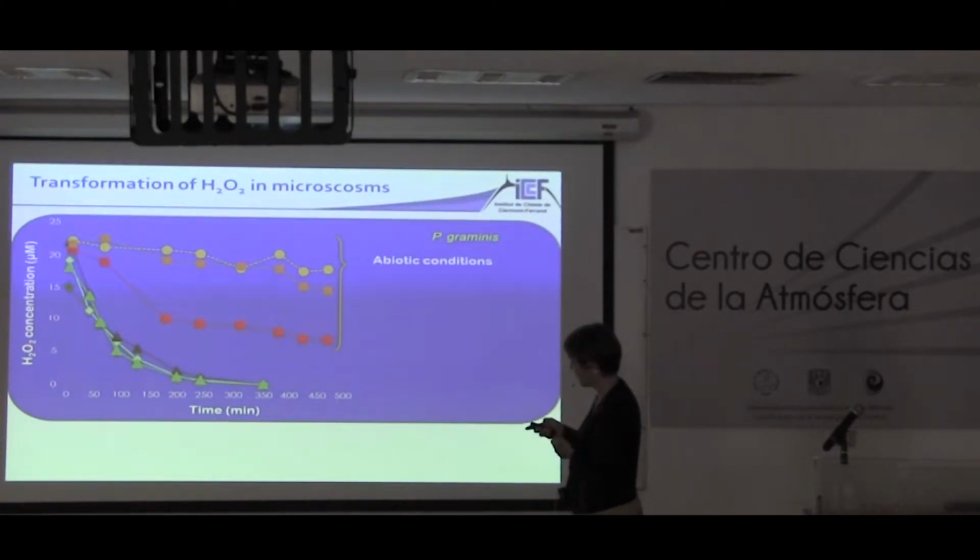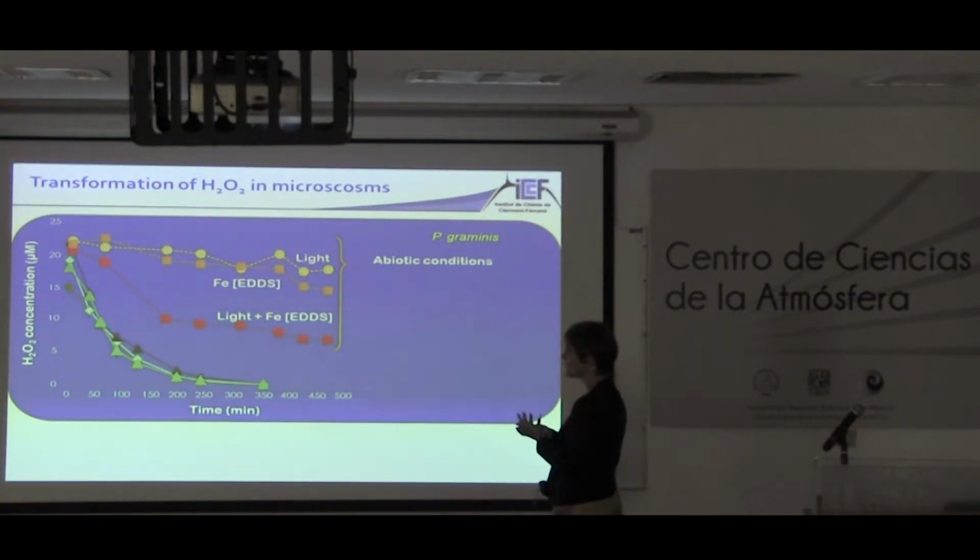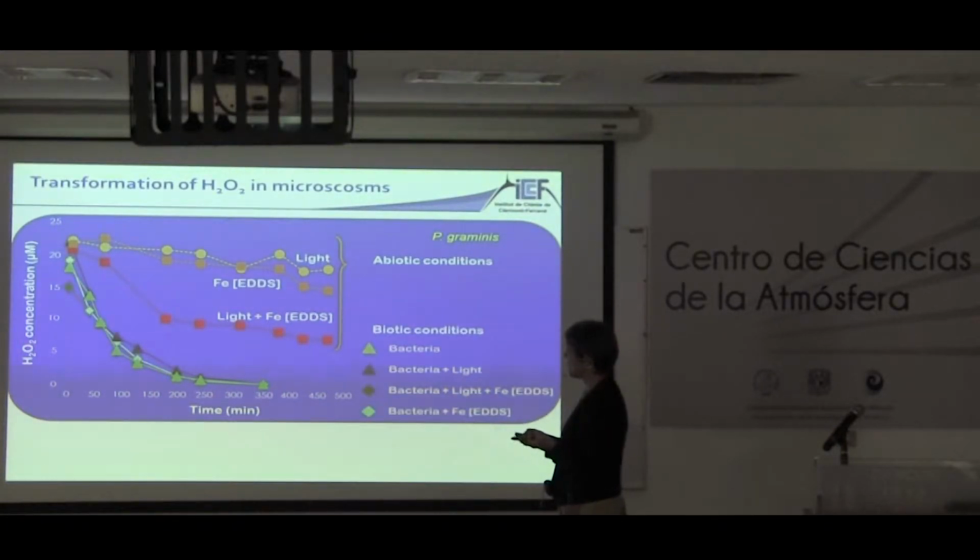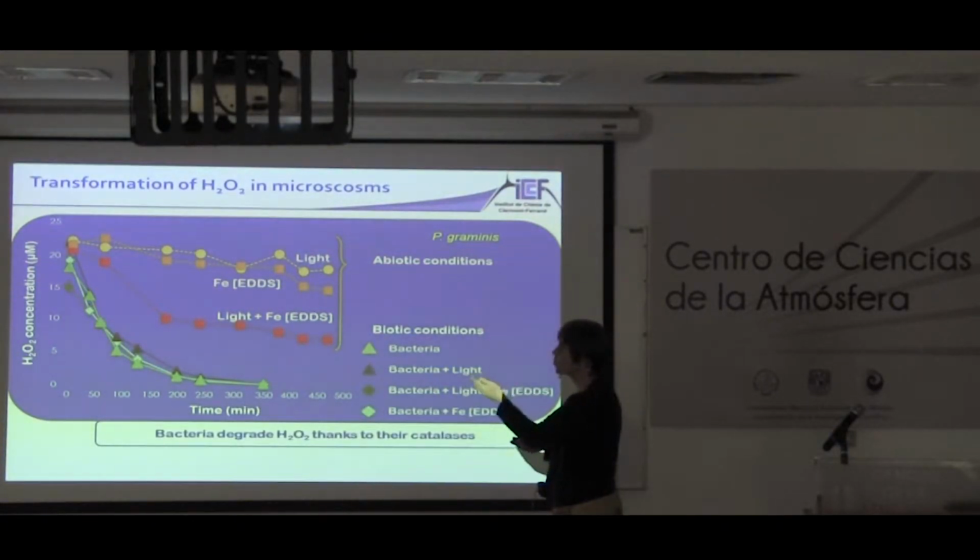We follow the degradation of H2O2. And what you can see here is we look at the abiotic conditions. In all cases, in the first two cases, they are not so important. You really need iron and hydrogen peroxide to produce OH radicals. So, okay, this was expected, you have degradation of H2O2 by the light and iron. But here, you have the H2O2 with the bacteria in different conditions, and you can see it's much more efficient in that case.